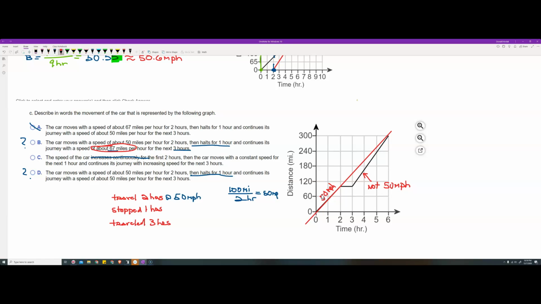Now we can go ahead and calculate the speed for the black line to kind of verify what our gut's telling us here. So I chose this point. I used 3, 100 because we thought this height, or this distance, was 100. And then this point up here at 6, 300, calculated the slope and got what we thought was true, 67 miles per hour. So we'd say our choice here is B.